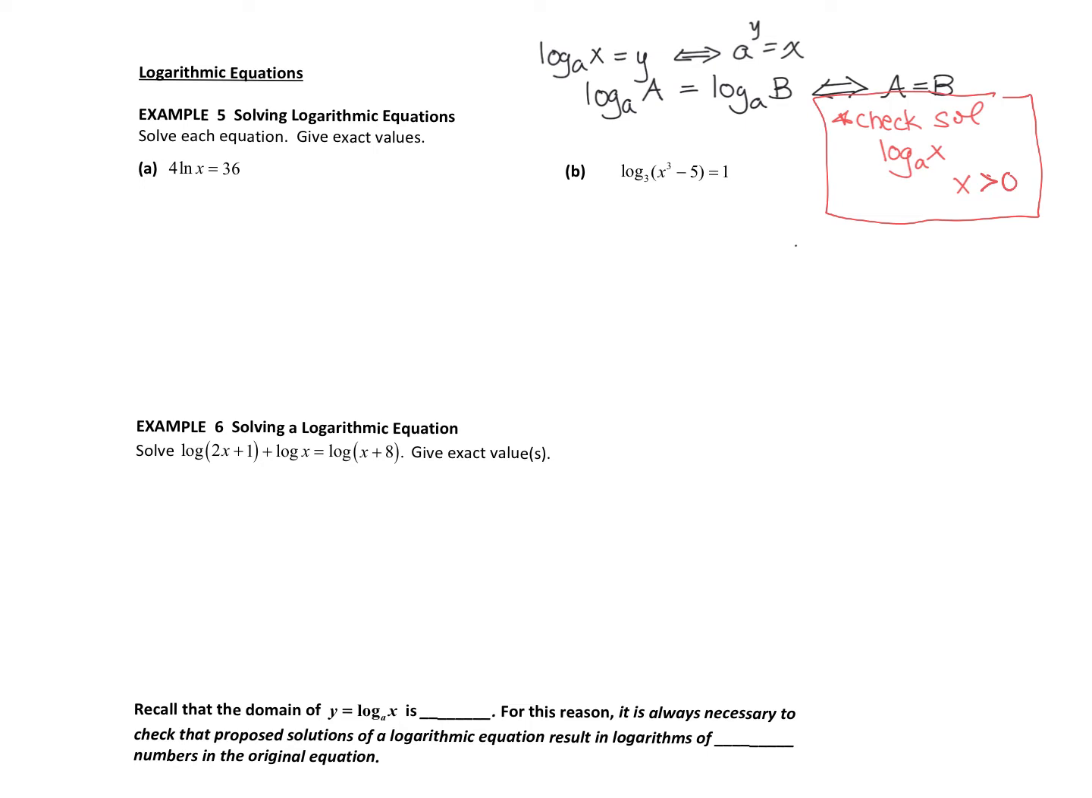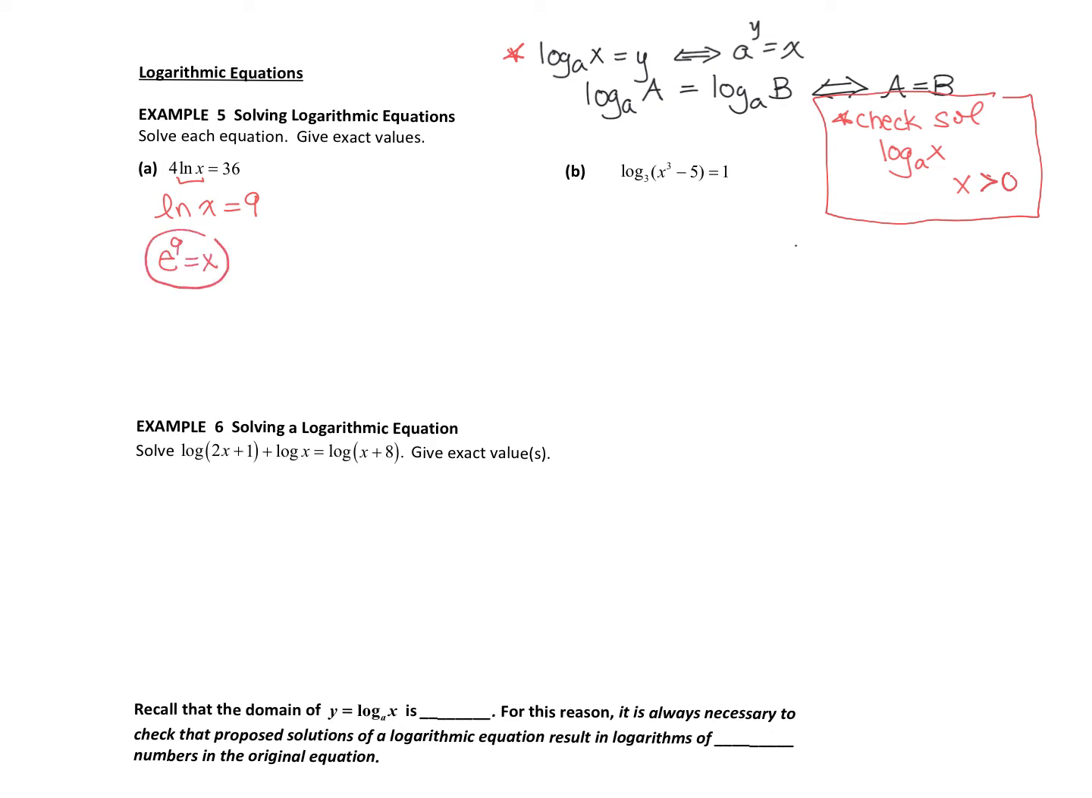In the first example, we're using this first method. Because I just have a logarithm and a number on the other side, as long as I can isolate the log, I can just convert it. So I'm going to divide both sides by 4. That will give me the natural log of x equals 9. Converting that to exponential form, I'll get e to the 9 equals x.